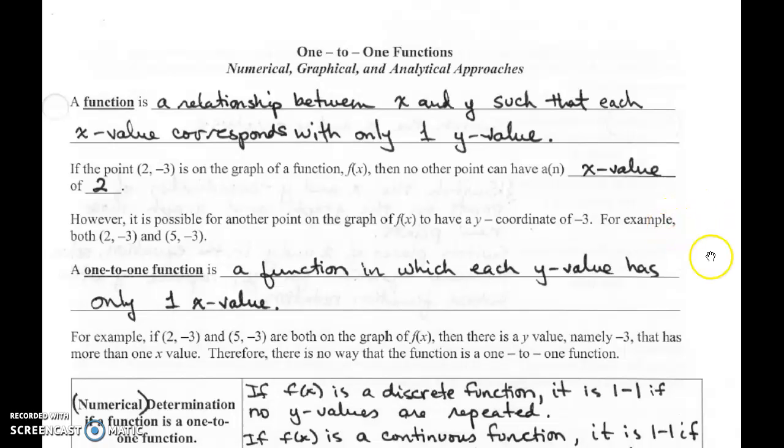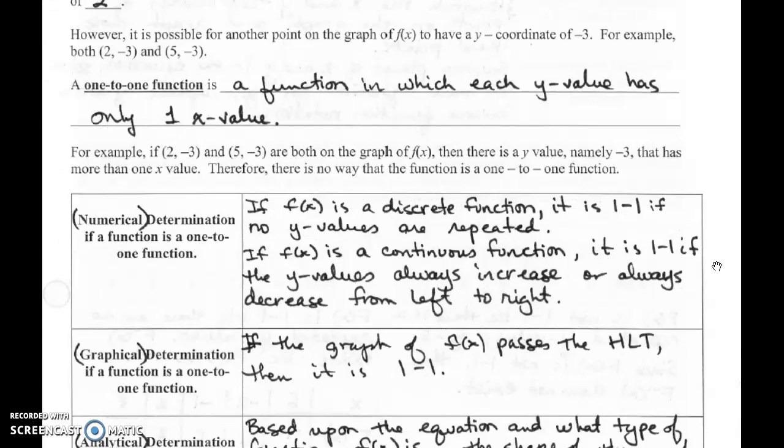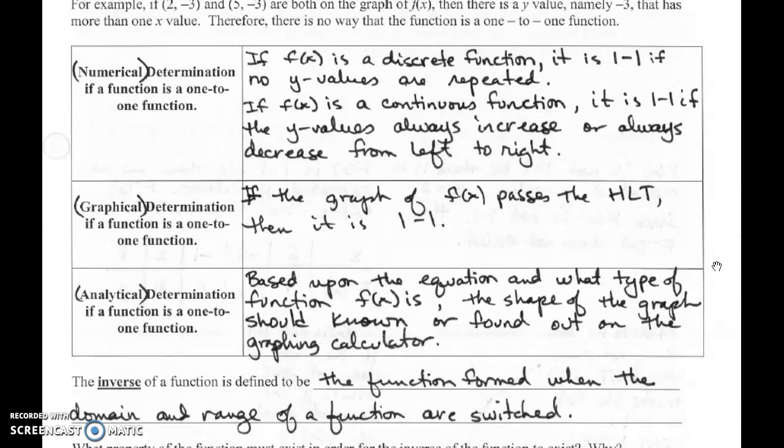So feel free to pause the video and write down anything else you want before I scroll down to the numerical determination. So you've probably figured out by now that I'm all about the three different ways of learning math, and you're used to the analytical equations that we give you, and you can use a graphing calculator to figure out if a function's one-to-one, and I'll get more into that when we get to the inverse. But before that is the numerical.